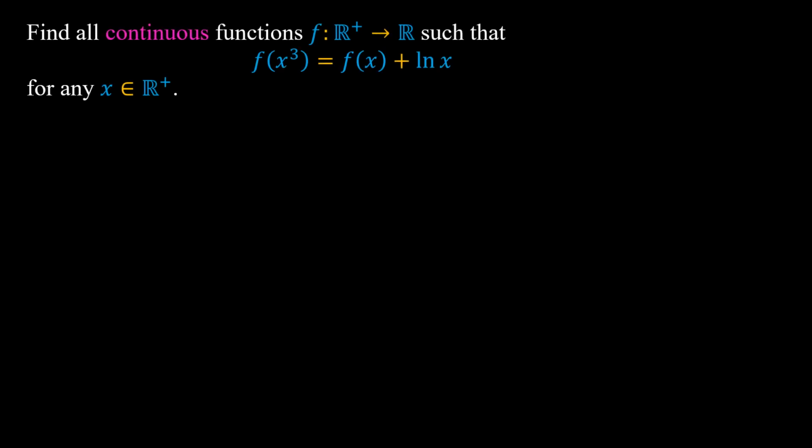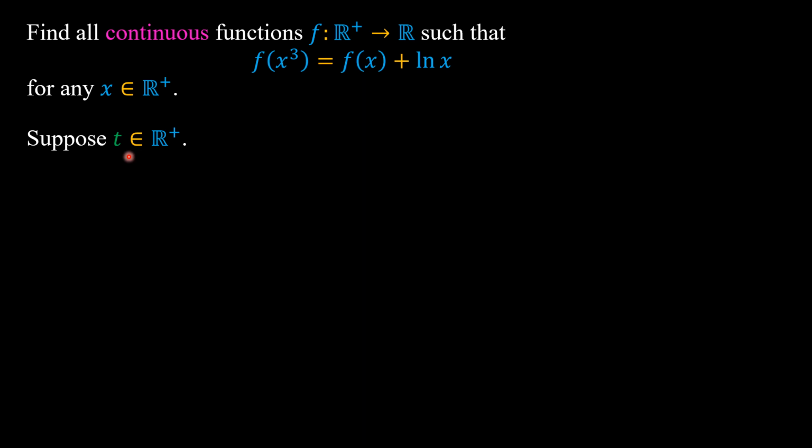Hello everyone. In this video we are going to find all continuous functions f mapping positive real numbers into real numbers such that f of x to the power of 3 is equal to f(x) plus ln x for any positive real number x. I will present the solution in one method. So far this is my best method.